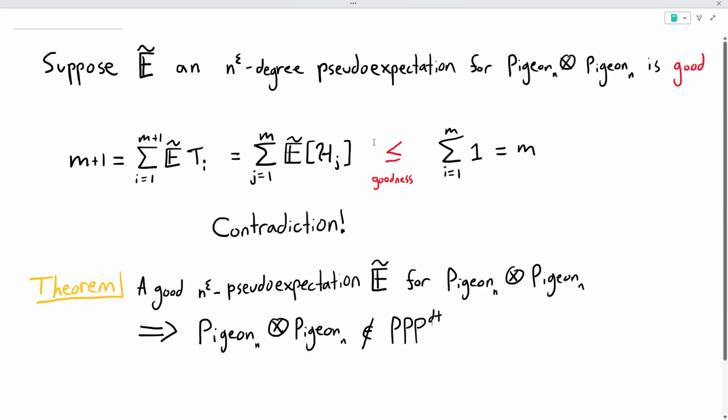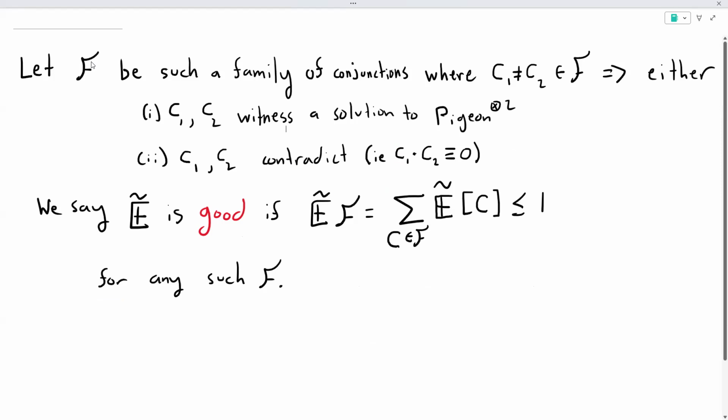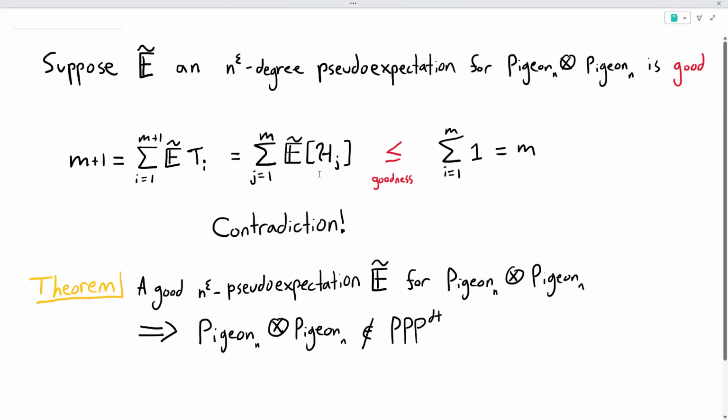Then we can run through the calculation we made before, and then further by the goodness of this pseudo expectation, this will be at most m, because each of the holes J has exactly the property of these families F. So the pseudo expectation on each H_J will be at most 1, and we'll sum over m holes and get m, and we'll get m plus 1 is at most m, a contradiction. So what this implies is that if you can find a good n to the epsilon pseudo expectation for pigeon squared, then that means you cannot reduce pigeon squared to pigeon.